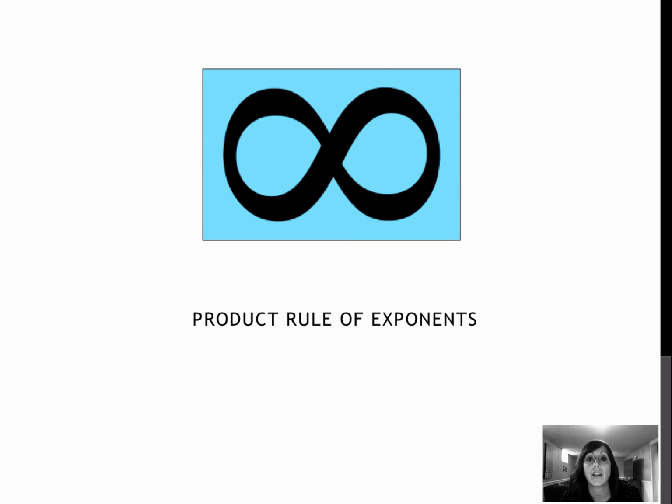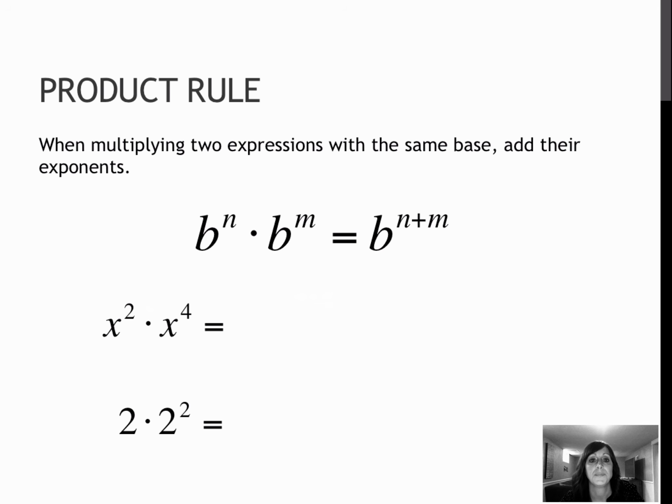This is the product rule of exponents. Our first rule is the product rule. And the product rule says if we have two expressions with the same base, then we can just add their exponents. So notice here I have a base of b. I can just add n plus m.